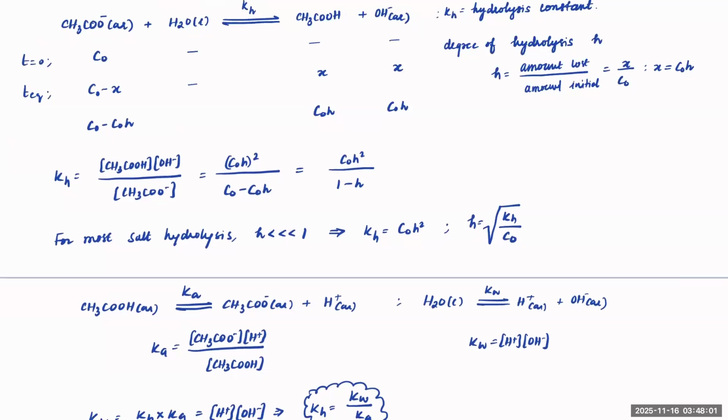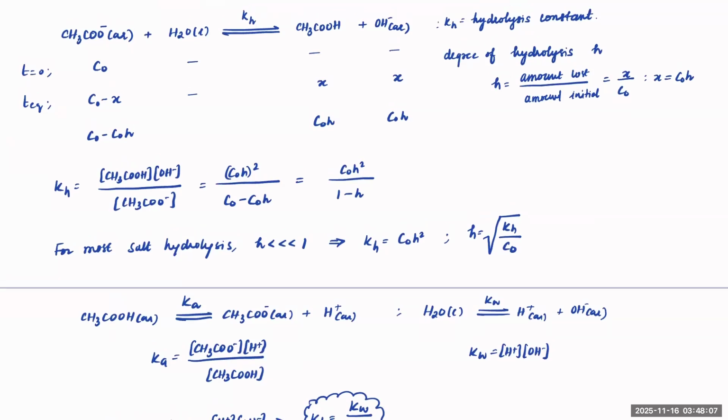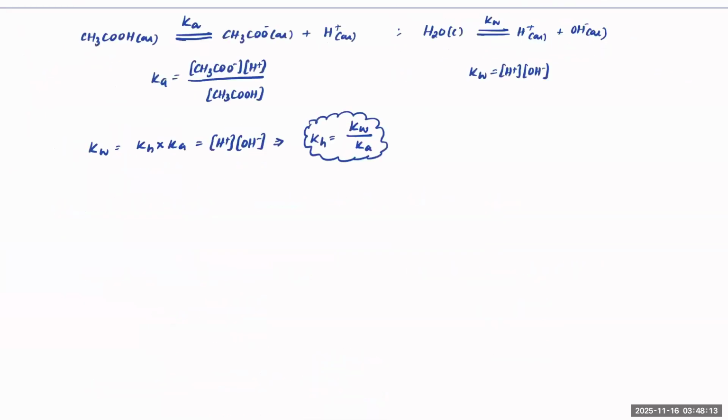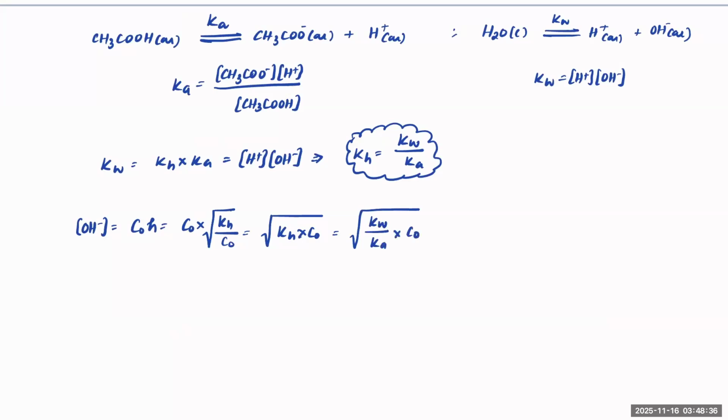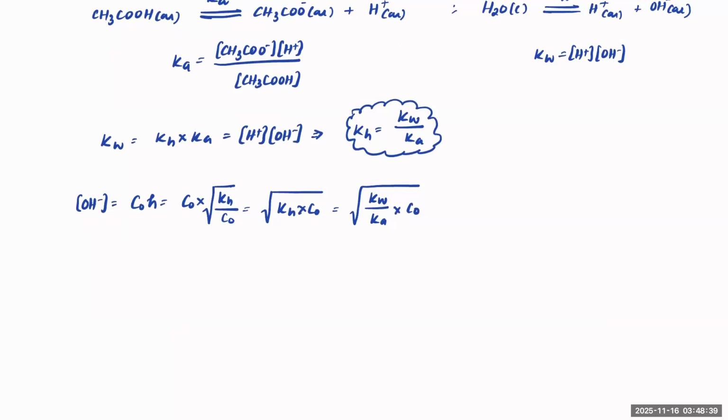Now our objective is to find out what is the value of OH minus concentration or H plus concentration. As per the solution, you can see OH minus concentration is C naught H. So OH minus concentration is equal to C naught H. And H we learned it as under root of Kh by C naught, which is equal to under root of Kh into C naught. And Kh we just learned can be written as Kw by Ka into C naught. Correct? Hence, OH minus concentration can be written in these terms.